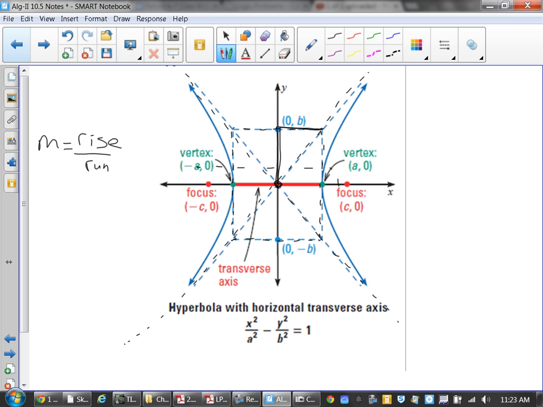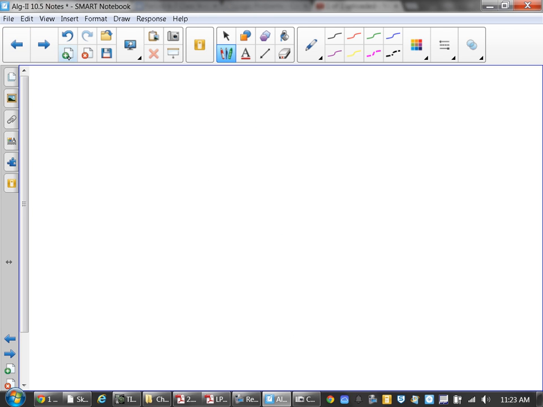So before I get into too much of the craziness here, I'm just going to go right into a problem of graphing and show you how it works. So let's start with x squared over 16 minus y squared over 36 equals 1. I'm going to label and graph all important parts.